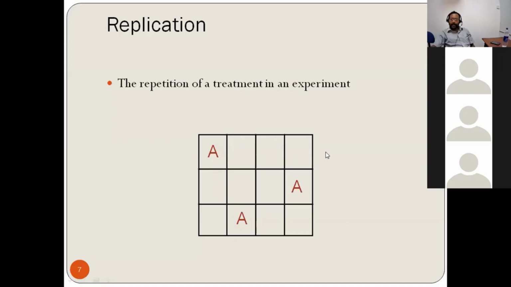Right? This is one set of plot. This is another set of plot. This is the third set of plot. Basically, these are called blocks. We will come to that later. What do you mean by blocks?